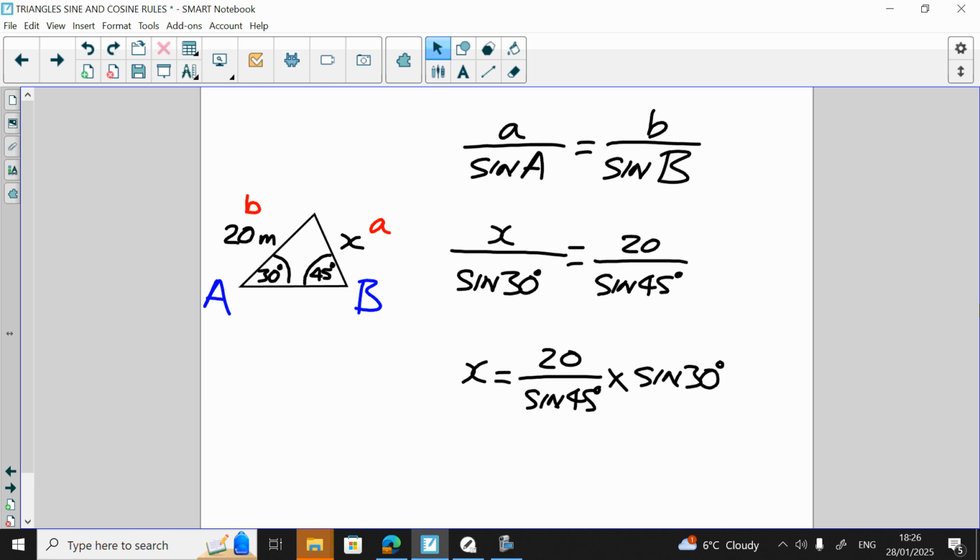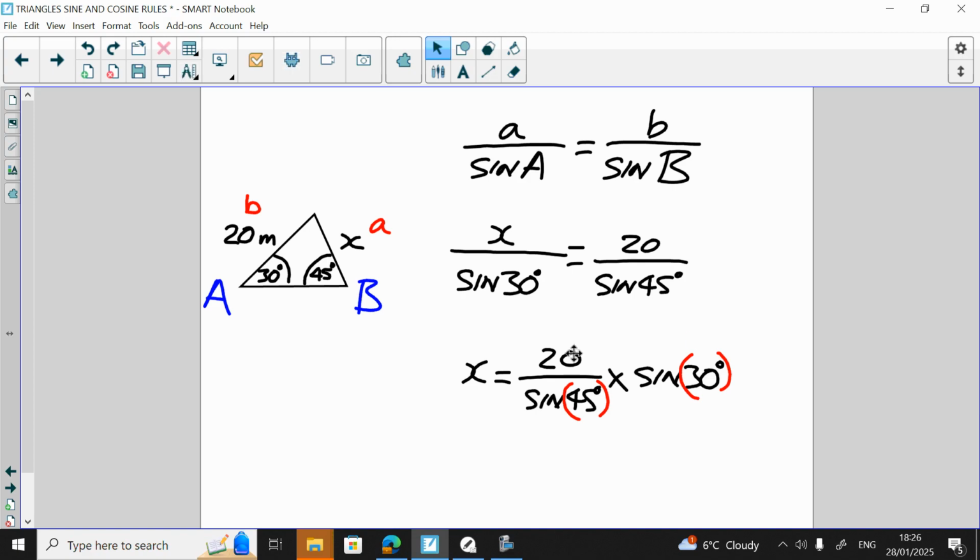Right, now it's calculator time. So it's going to be 20 divide, because that's a fraction, sine 45, then times sine 30. But the thing is, you need to watch your calculator. 20 is fine, divide's fine, that's fraction, sine. But when you hit the 45, your calculator should open up a bracket. If it doesn't, then you need to. But the important thing is you need to close the bracket after the 45. So that's why I'm inserting them here. So these brackets are important.